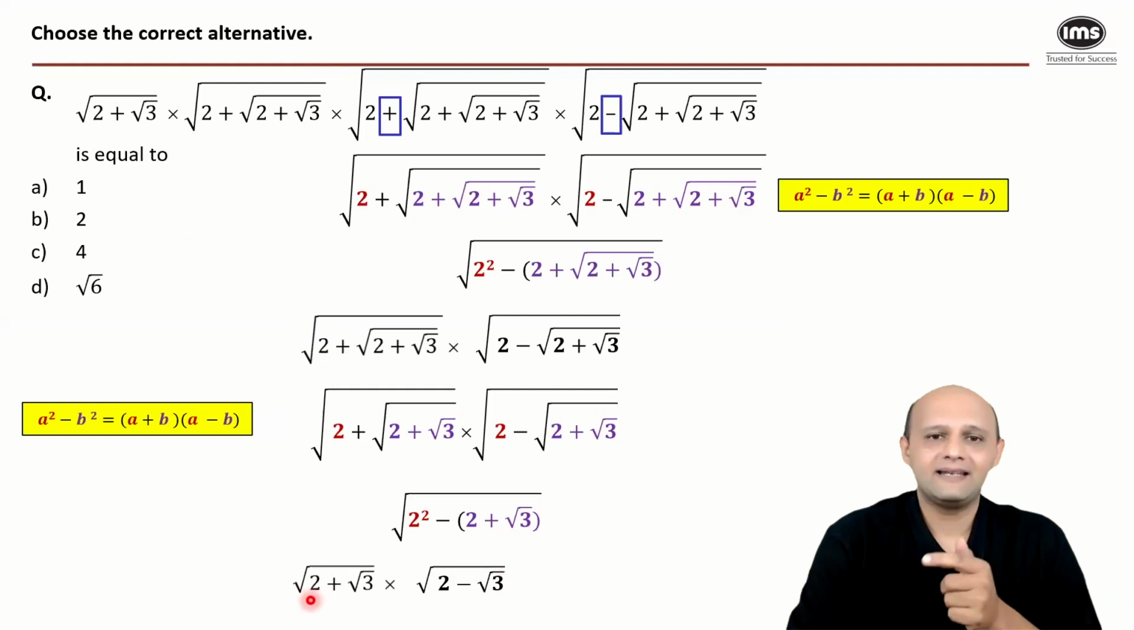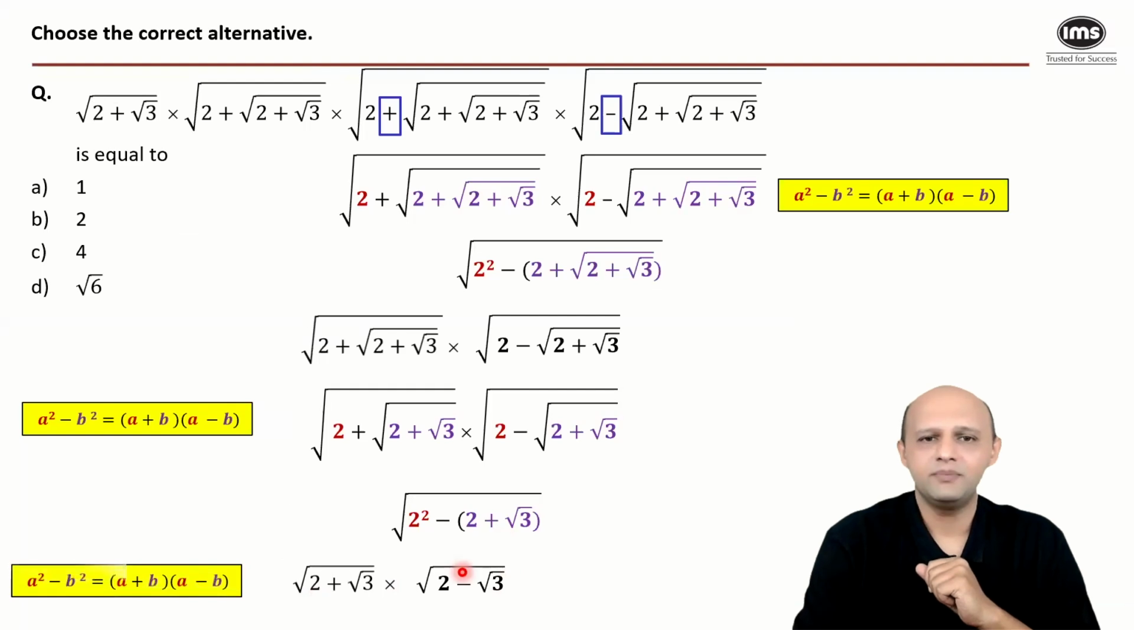So you're again getting a term of the form x plus y into x minus y, or a plus b into a minus b. Performing this operation yet another time, which is for the third time now, you are left with 2 square, which is 4, and root 3 square, which is 3. So what is the square root of 4 minus 3? 1, and that's your answer.